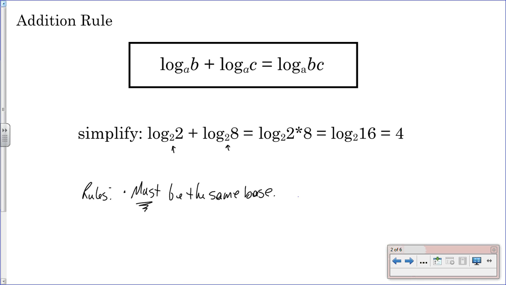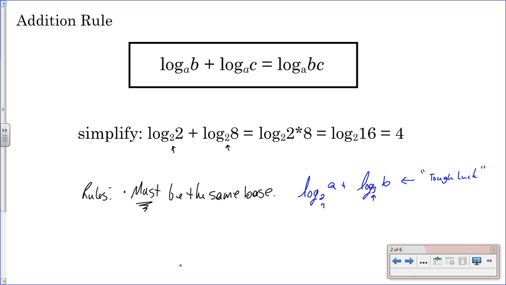So if you had something like the log base 2 of A plus the log base 3 of B, well, you can't use this rule. You can't add those together using this rule because they have different bases. They have to have the same base in order to use this rule. So for this one, it's just tough luck because you can't use it.